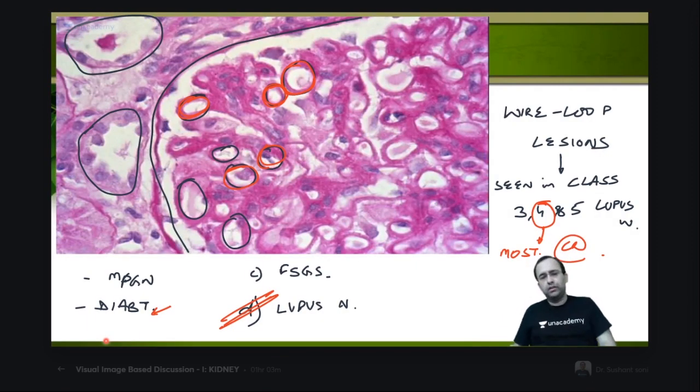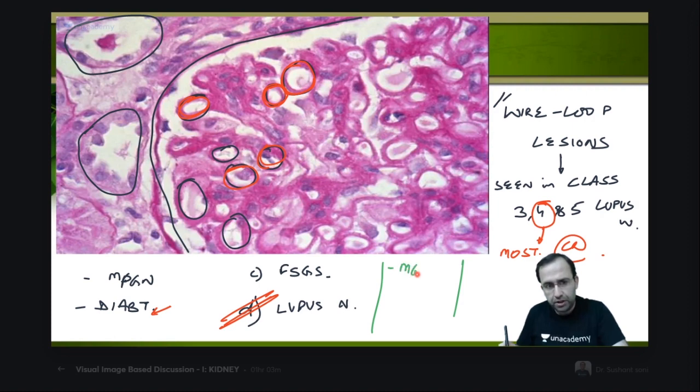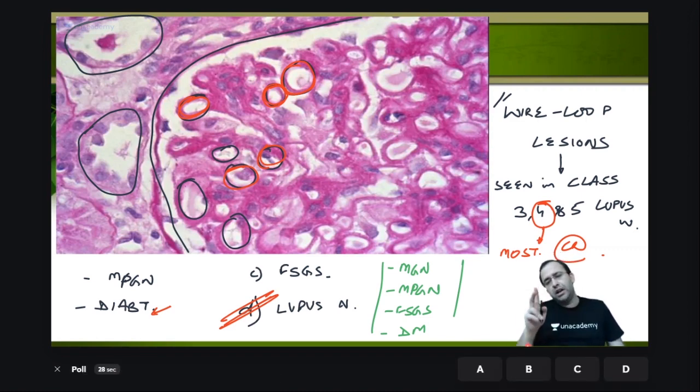Have a look at this image. This was wire loop lesions, class 4 lupus. But suppose lupus nephritis is not in the options. Your options are what I'm writing with the green pen: MGN, MPGN, FSGS, diabetes. What will you mark? Same image, nothing else is given, just these four options. Shifa, that was for you.